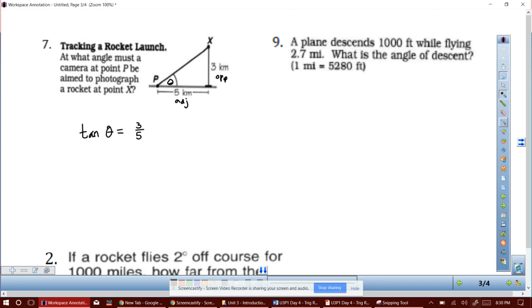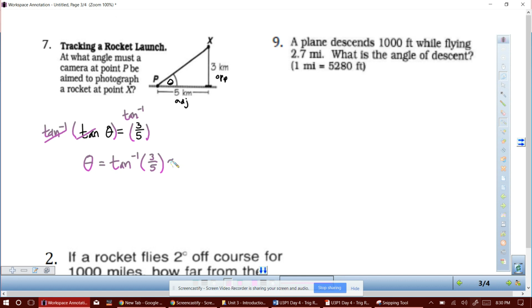In order for me to get rid of tangent, I have to use my inverse tangent. That's your second tangent button on your calculator. And I will do the second tangent to one side and to the other side. So we call that inverse tangent. So here they cancel, and I'm left with theta equals the inverse tangent of 3 divided by 5.